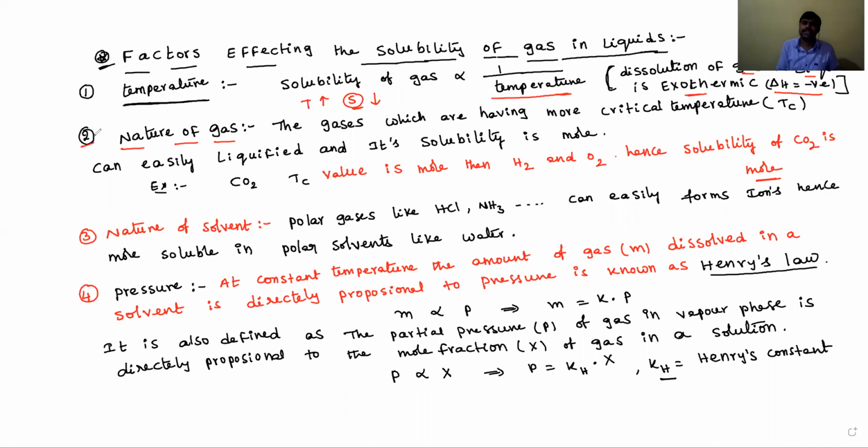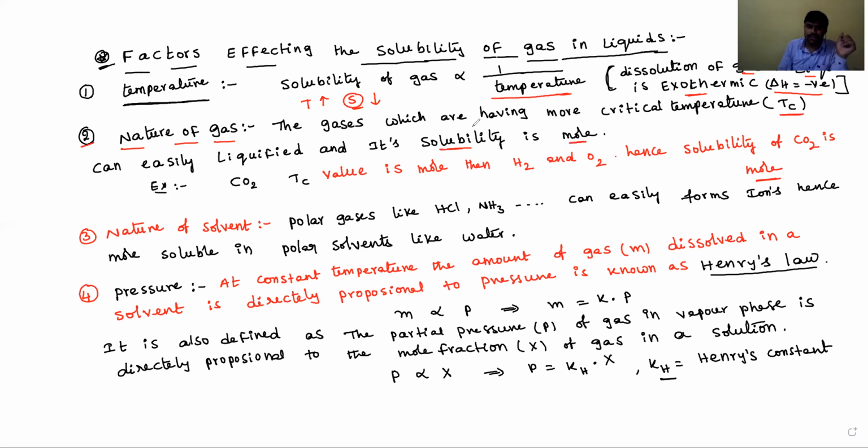The second one is nature of gas. The gases which can be easily liquefied are more soluble in solvents. So which gases can be easily liquefied? How can we say that this gas is easily liquefied and this gas is not? Based on their critical temperature values. Okay students, the gases which have more critical temperature can be easily liquefied, and gases that are easily liquefied have more solubility.